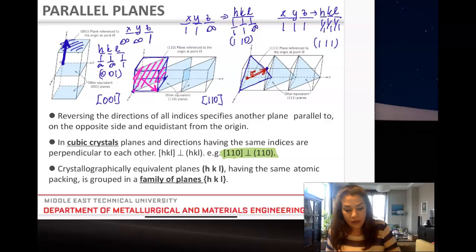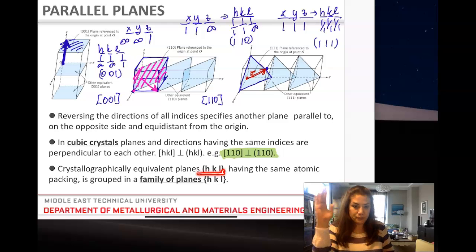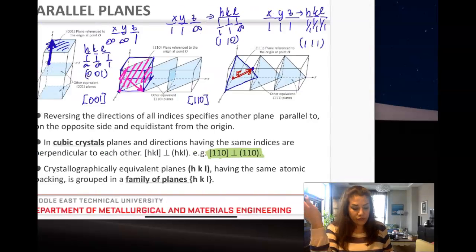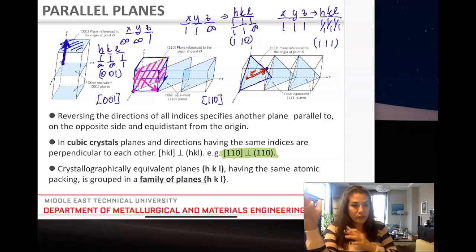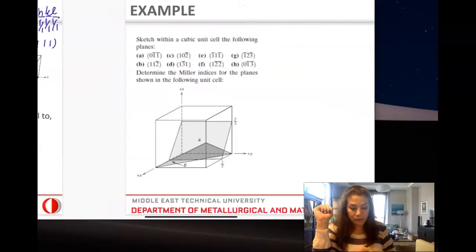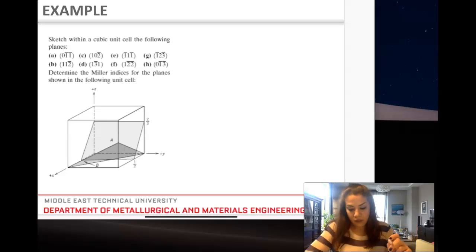Well, I already mentioned that the planes are in a regular bracket, and a family of planes, on the other hand, are shown in a curly bracket. For the discussion of the family of planes, please refer to the family of directions in the previous lecture slide. It's the same discussion. It has to do with my pick of the XYZ axis orientation.